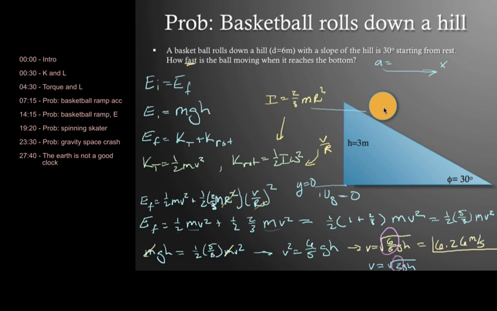So you're going to get less and less if it has greater and greater I, basically. It's going to roll slower and slower the bigger that the moment of inertia is. And that's because more and more energy gets caught up into K rotational. You don't just have translational kinetic energy.